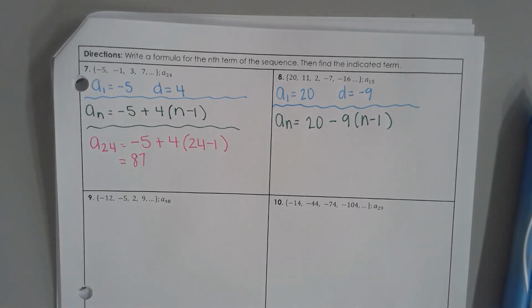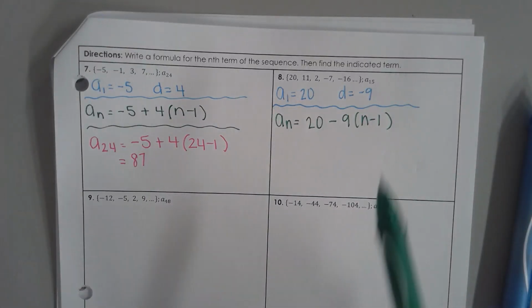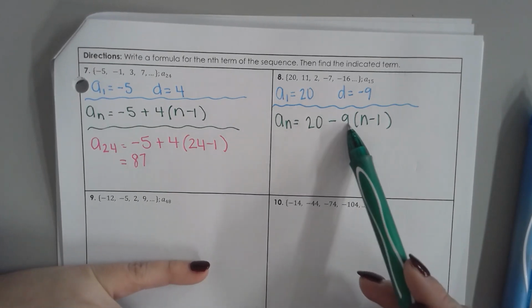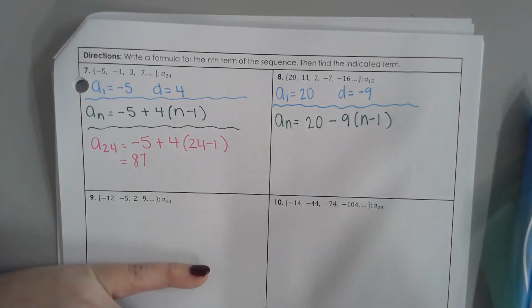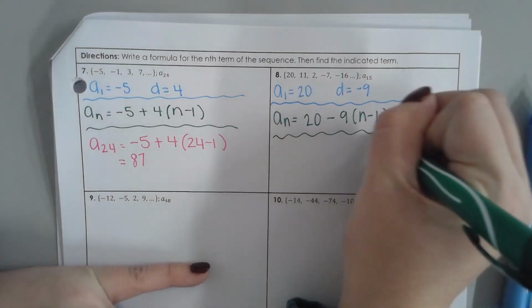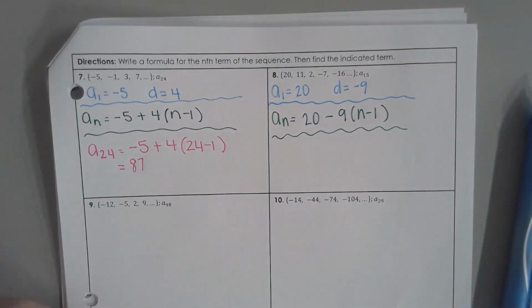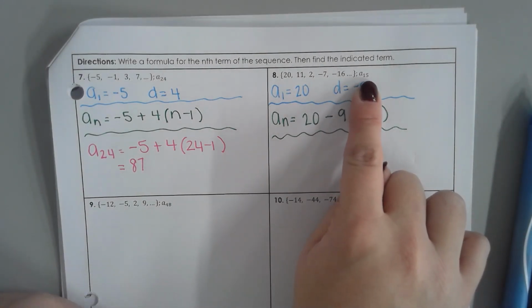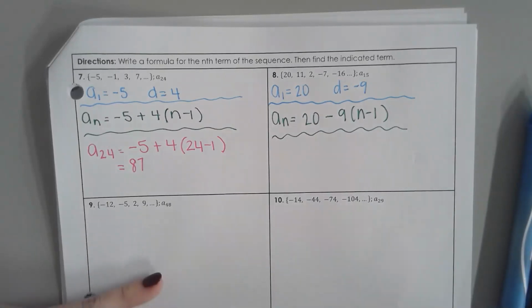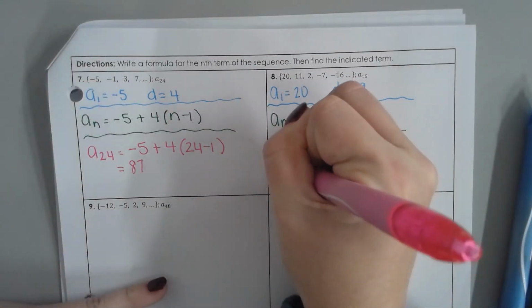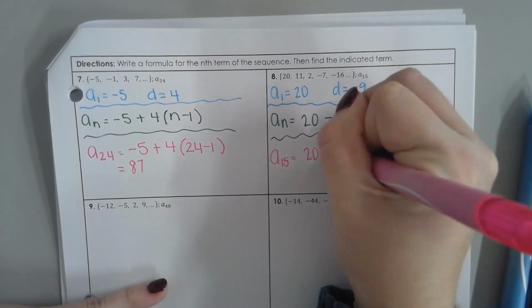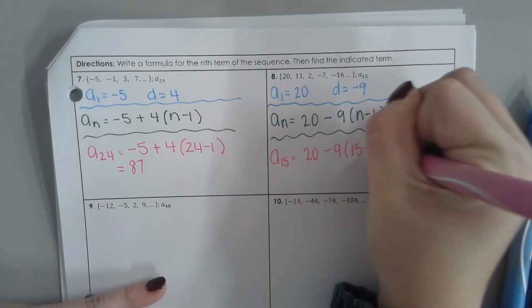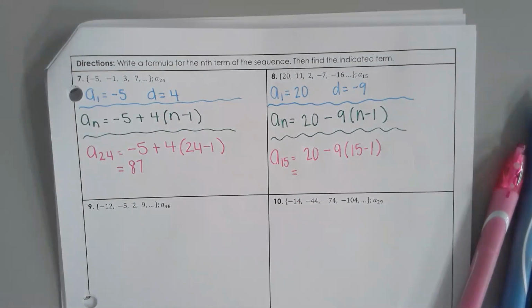Don't really want to ever put plus negative. Plus negative is the same thing as minus. So 20 minus 9 and then n minus 1. And then I'm asking you to find the 15th term. So you have to put a 15 in for n.